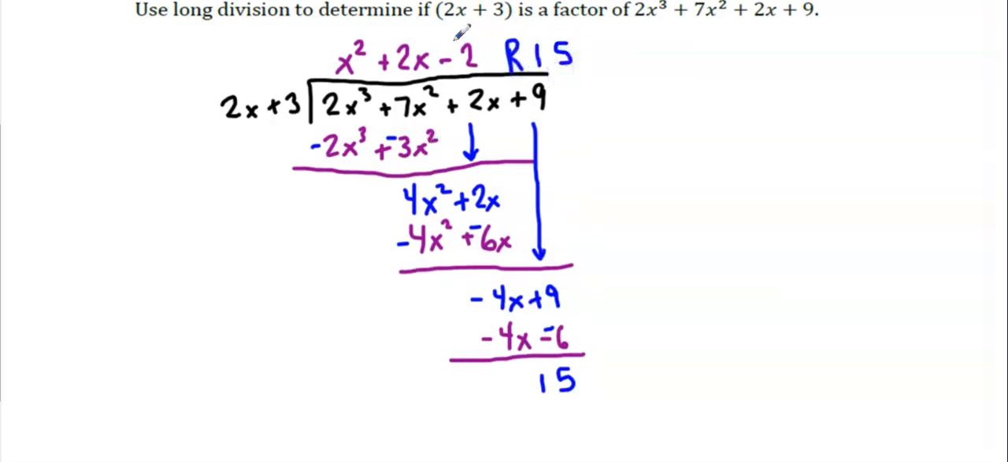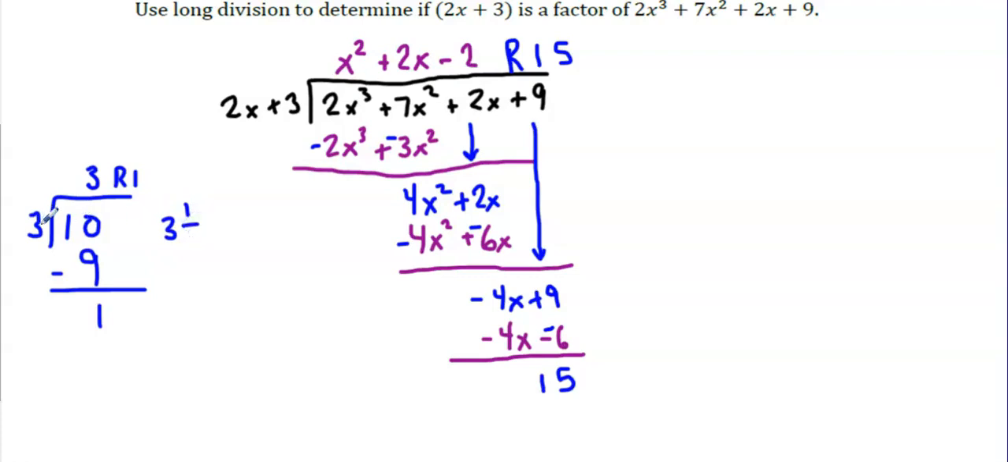So let's think about different ways I can express my remainder. If we take a look back at what happens when you divide 3 into 10, well, 3 goes into 10 3 times, and 3 times 3 is 9. You subtract and you get 1, so you have a 3 with a remainder of 1. You could also write this as 3 and you put your remainder over your divisor, 3 1/3.